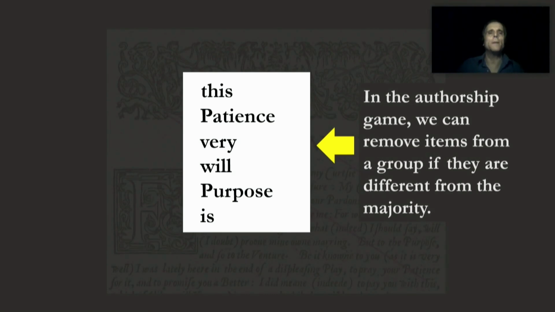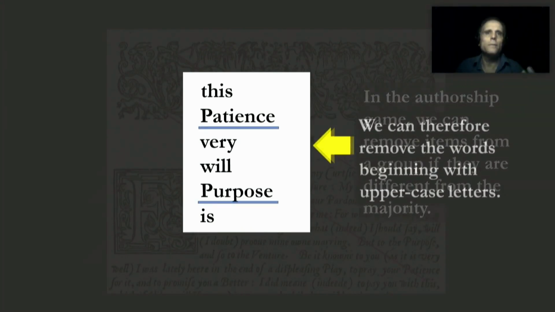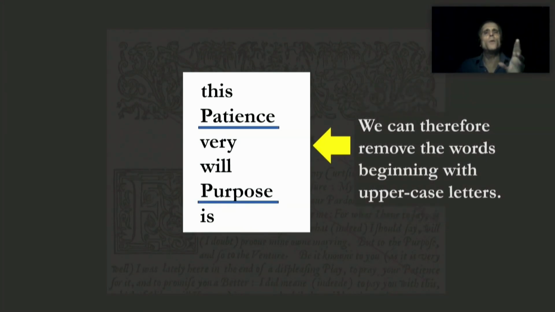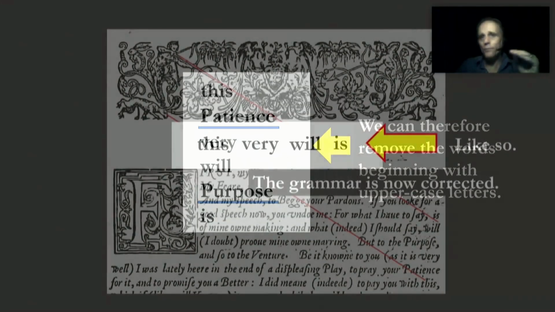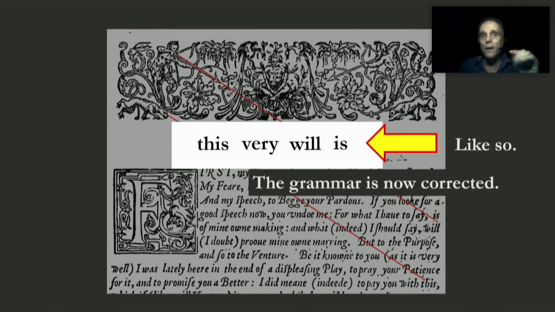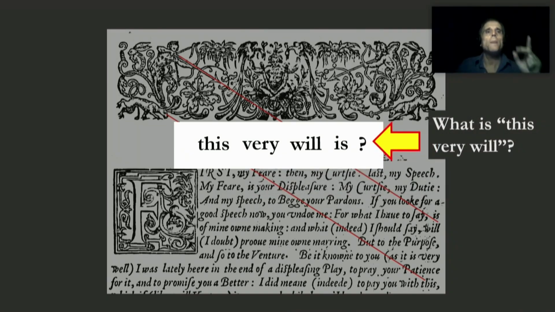In the authorship game, as I have discovered it, we can remove items from a group if they are different from the majority. We can therefore remove the words beginning with uppercase letters, patience and purpose, like so. The grammar is now corrected. This very will is more logical. But what is this very will? If we continue to go upward, we see a colon, a comma, a Cali Greyhound, a vine, and perhaps a hare. That still doesn't make sense.